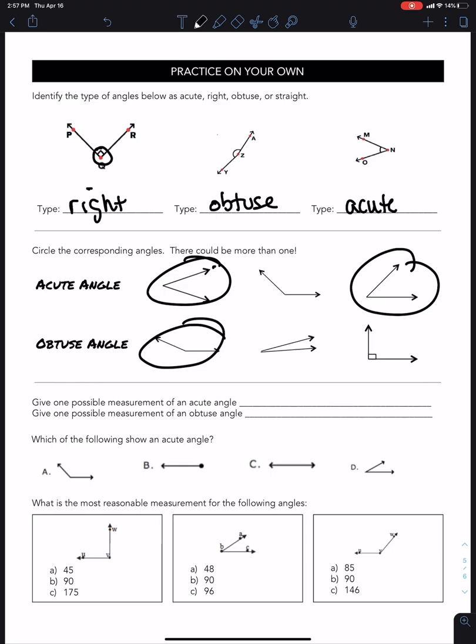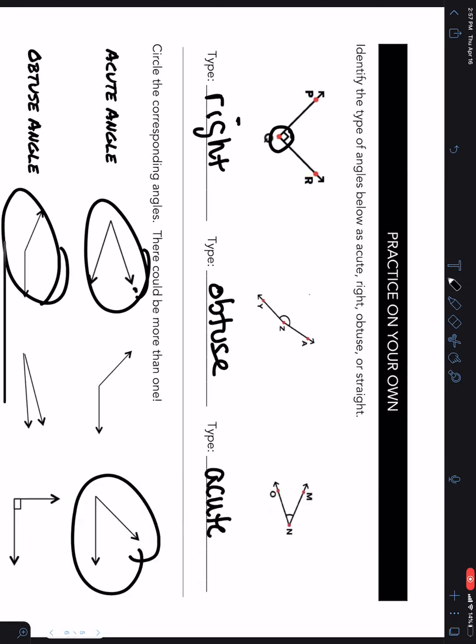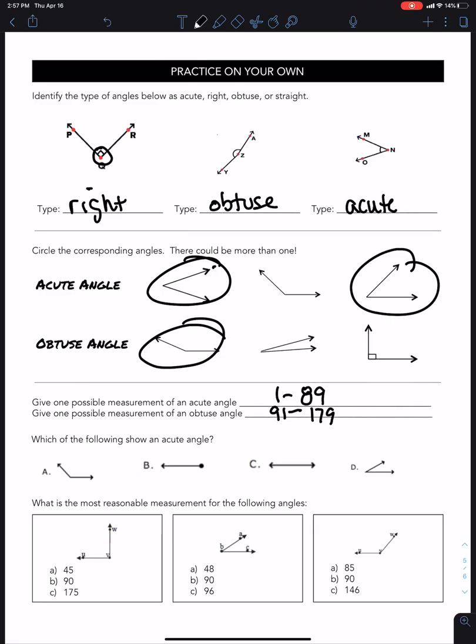For these, you are just telling me what possible measurement you could give me for an acute angle. Any acute angle is going to be between 1 and 89 degrees. So if your answer was between 1 and 89, you're good. And then a possible measurement for an obtuse angle is going to be anything from 91 to 179, because if it's 180, that means it's a straight angle. So there you go. It says, which of the following shows an acute angle? Your answer choice would be D.